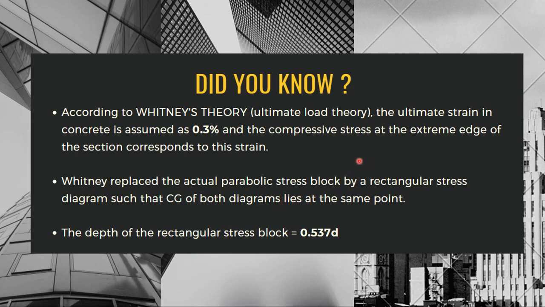We have already seen that the stress block varies linearly first, and then there is a parabolic portion. That parabolic stress block has been replaced by a rectangular stress diagram, and that rectangular stress block has a depth of about 0.537 into effective depth. This is about Whitney's theory. Now let's move on to the limit state of collapse in compression.